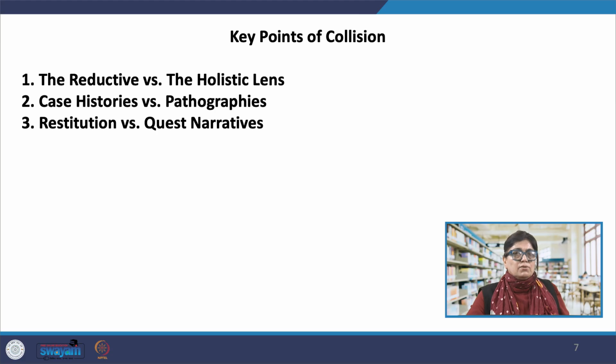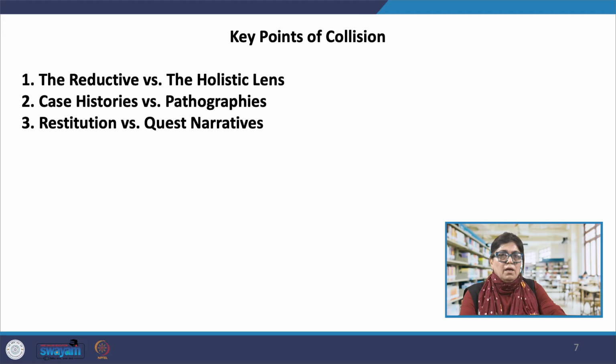Coming to case histories versus pathographies, the medical system documents a crisis through a case history using passive, detached vocabulary designed to strip away emotional noise. The health humanities counter this with pathographies, first-person autobiographical accounts, or memoirs of sickness. These stories articulate the anxiety, grief, and confusion that are systematically erased from institutional medical charts.